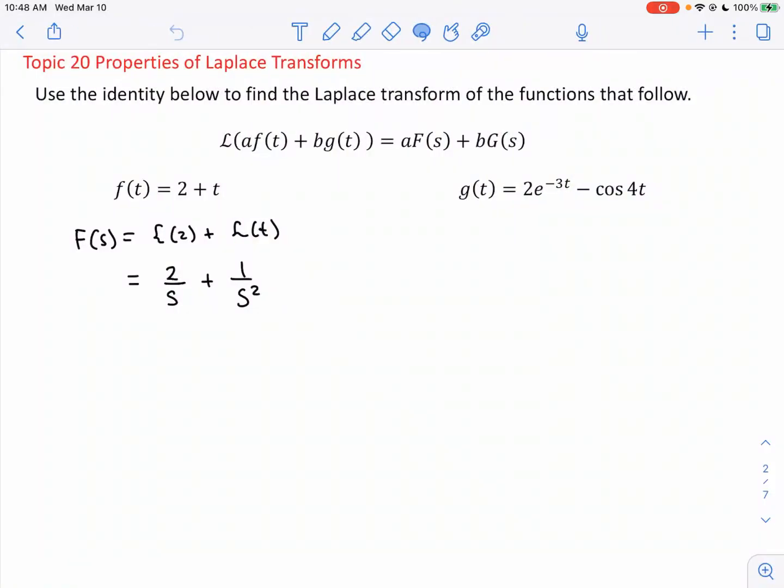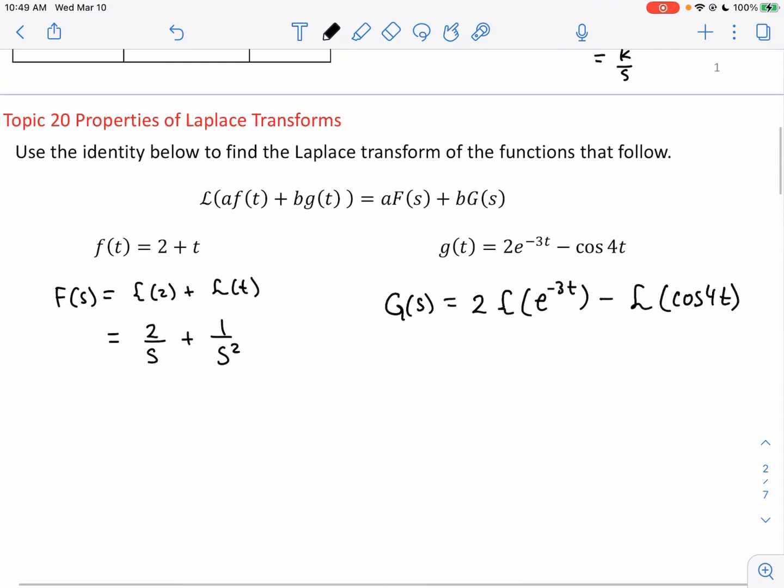Okay, now let's apply the property of linearity to this next one, g of t. So capital G of s, the Laplace transform of g of t, will be found by doing 2 times the Laplace transform of e to the negative 3t, and then minus, and then the Laplace transform of cosine 4t. And we'll be able to use the table above to do both of these.